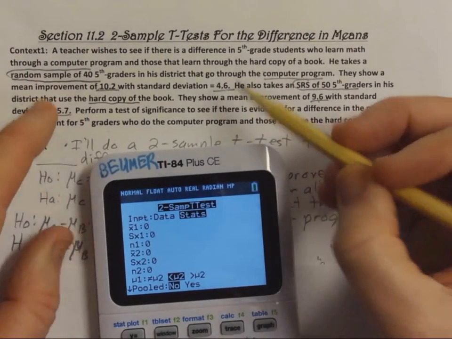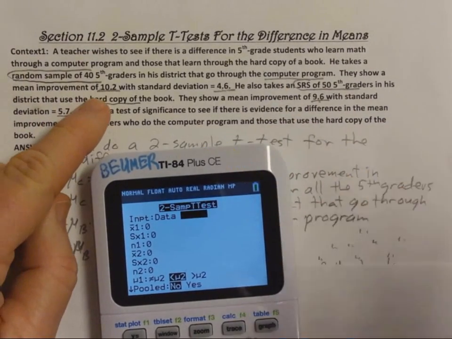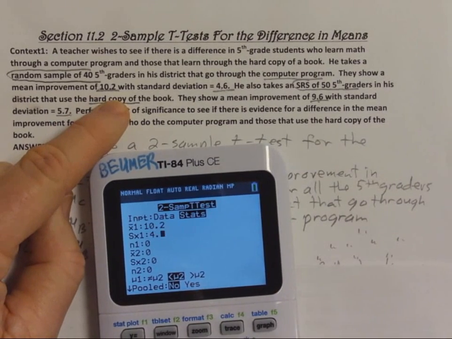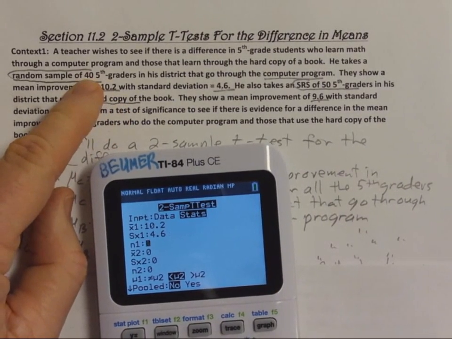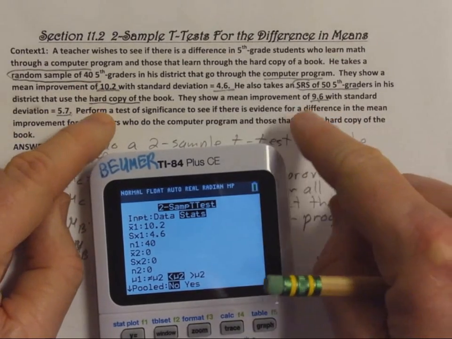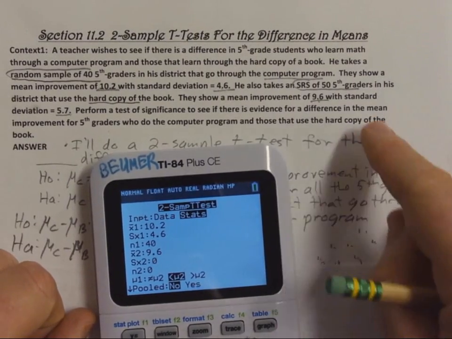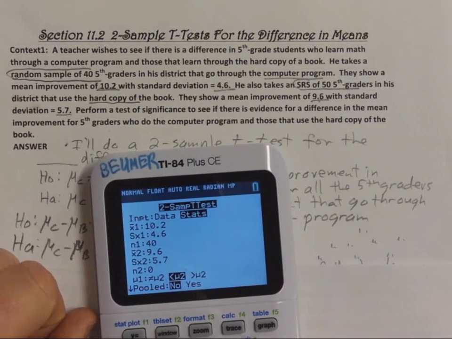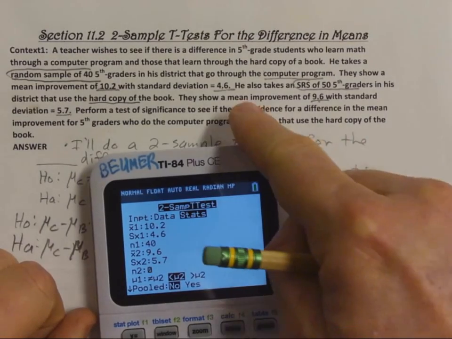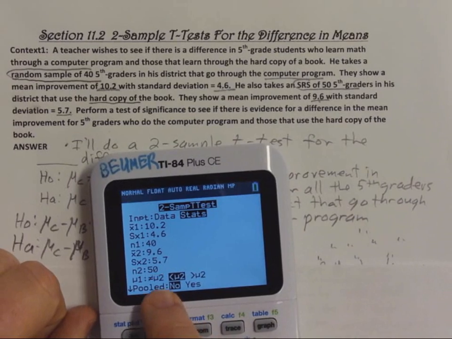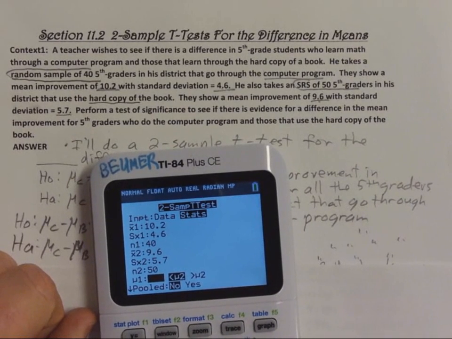Our first mean, our first x bar, is 10.2. Then our first standard deviation is 4.6, and our first sample size is 40. Our second x bar, our second mean, is 9.6. Our second standard deviation is 5.7, and our second sample size is 50. Our alternative is not equal to. It's a two-sided test, as we say. Always say no to pooled when your calculator asks you for pooled.